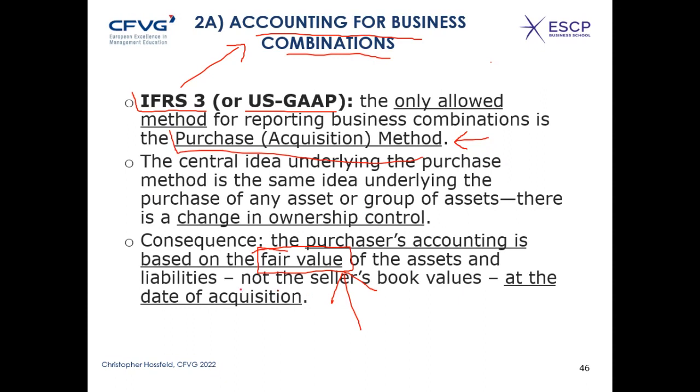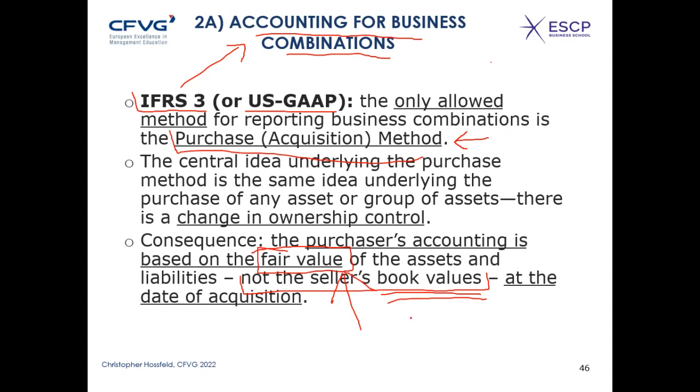Okay, that means also I do not care about the book values in the seller's balance sheet. That's the same thing when you buy a used machine. The only thing relevant for you, the acquirer, is how much did I pay for the machine. You do not care, and you do not even know what the book values were in the seller's balance sheet. It's not relevant for you.